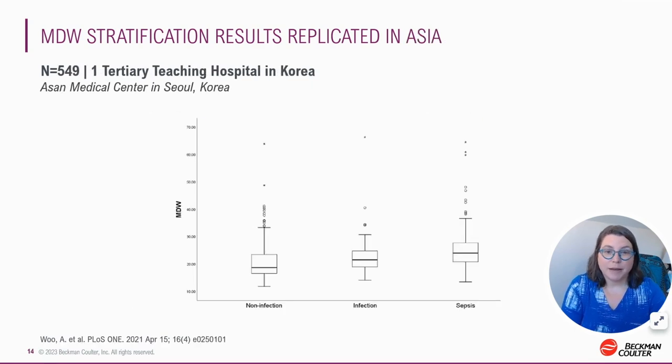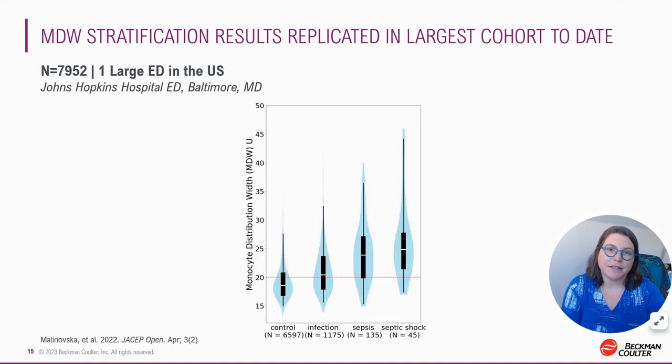The relationship between MDW value and infection severity was replicated in a tertiary teaching hospital in Korea, and in an analysis of the largest patient cohort to date, almost 8,000 patients presenting to the emergency department at Johns Hopkins Hospital.